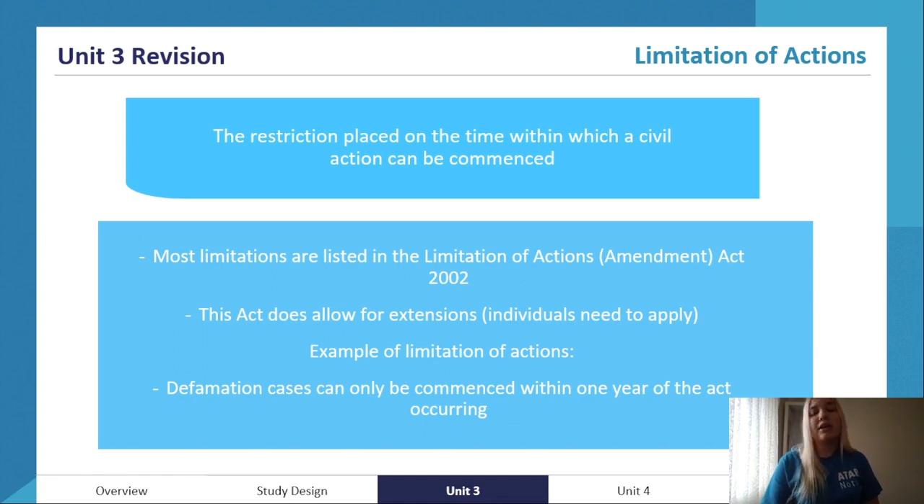An example of limitation of actions would be that defamation cases can only be commenced within 1 year of the act actually occurring, so not for very long at all. Why do we have this? To make sure that the defendant doesn't have to wait around thinking that one day someone may take civil action against them and fear that. More importantly, the credibility of evidence is lost over time, and that poses a significant risk of unfair outcomes to either the defendant or the plaintiff or both. Evidence is lost and forgotten. Witness statements become slightly skewed from what they originally would have been, and there are risks of incorrect outcomes.